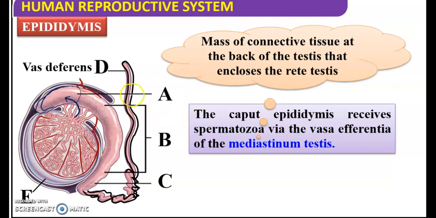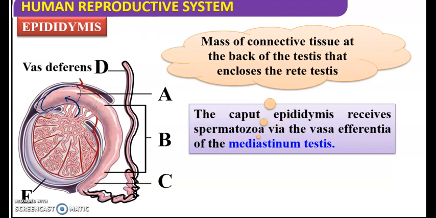And there is a mass of connective tissue at the back that encloses the rete testis. So there is something called the mediastinum testis. What is the mediastinum testis? It is a mass of connective tissue that is present at the back of the rete testis.